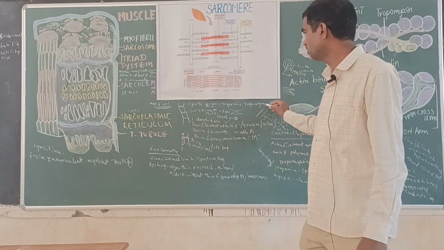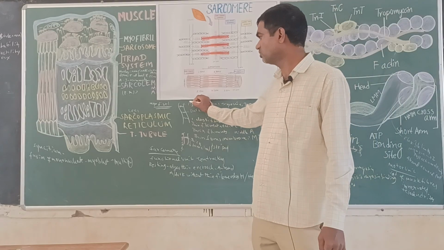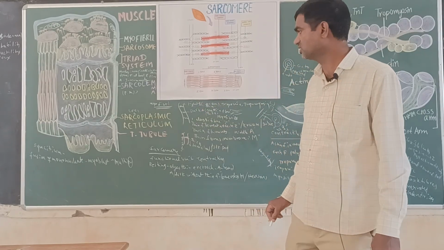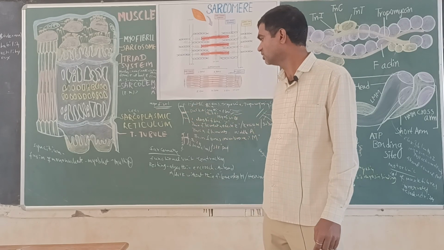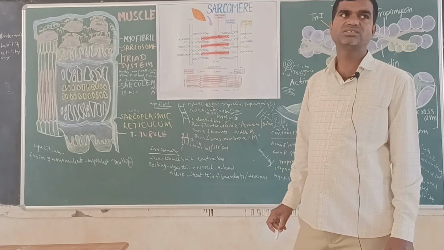Okay, they are commonly called regulatory proteins. So this is about the light band. And next one is the dark band. So this is called the dark band. The dark band is called the A band.